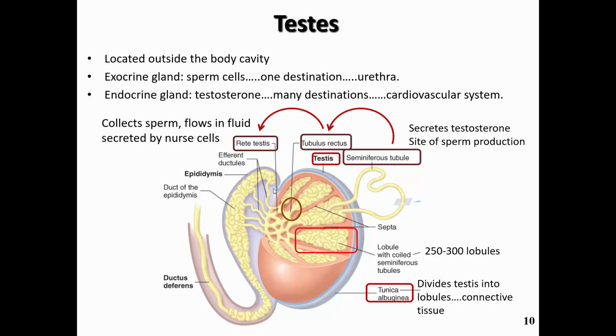This portion, as you can see here, will collect the sperm, which flow in fluid secreted by a set of cells in this region called nurse cells. That provides other molecules necessary to sustain the life of those sperm cells. The sperm cells then move through what are called efferent ductules, which collect inside this external feature surrounding the testis called the epididymis.